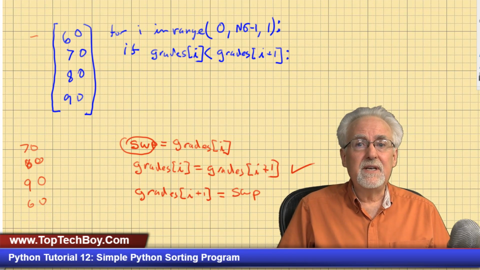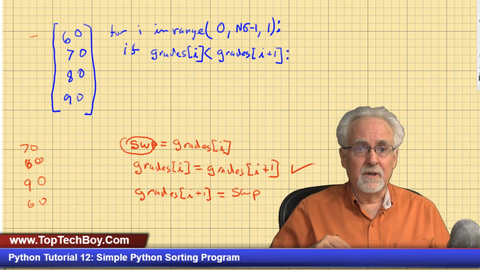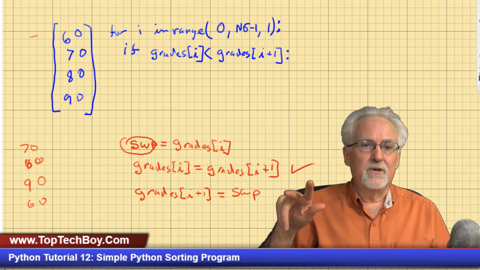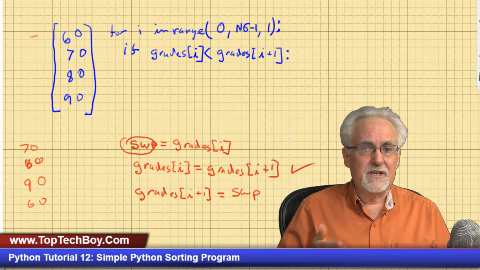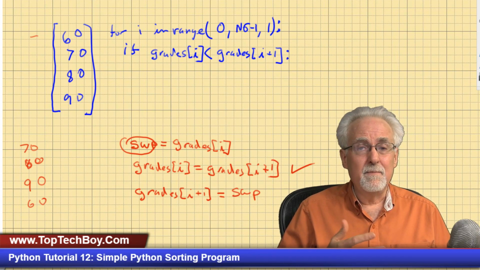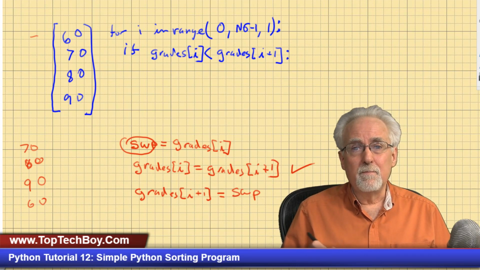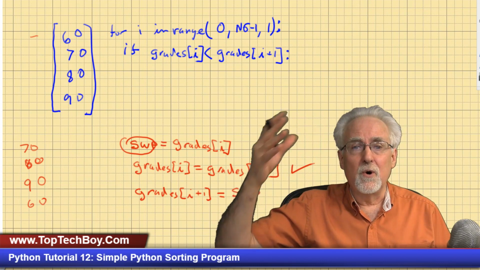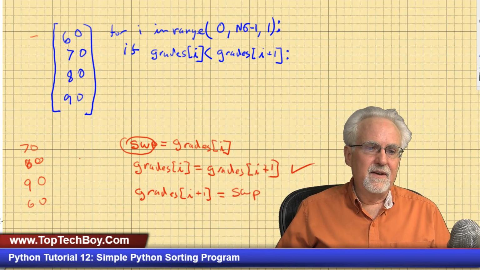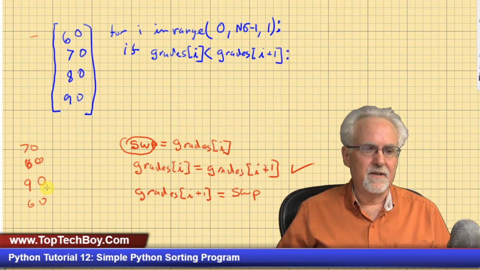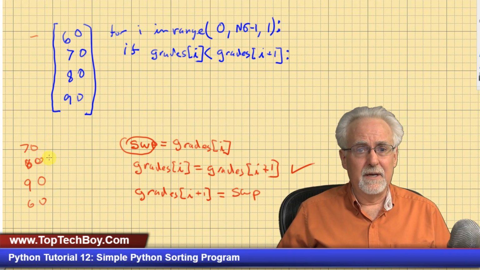But now what you can see is if I just go through the list one time, it's going to trade 60 for 70. It's going to trade a few. It's going to get them closer to the right order, but it is not there. You're going to have to go through again. And then the next time through, it should take the 70 all the way down to the second to last, and then it will do it a third time, and it'll be in the right order.